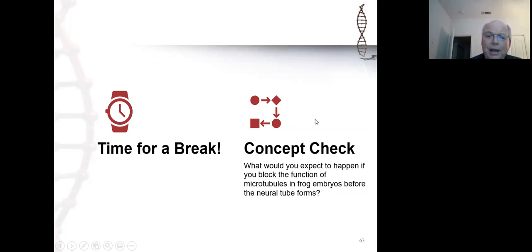What would you expect to happen if you block the function of microtubules in frog embryos before the neural tube forms? See you on the other side with the answer.